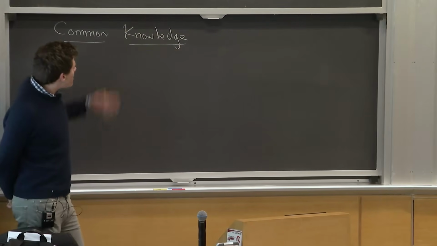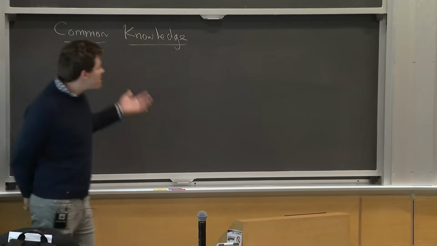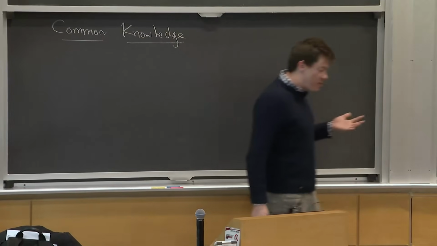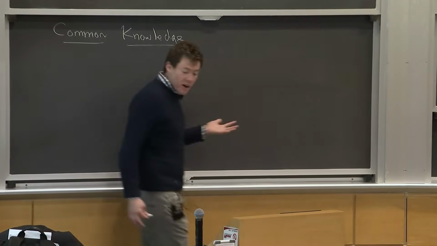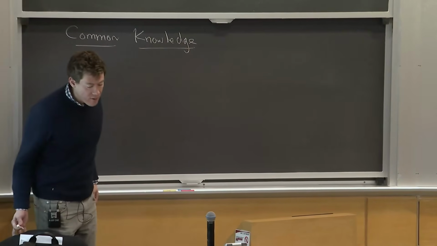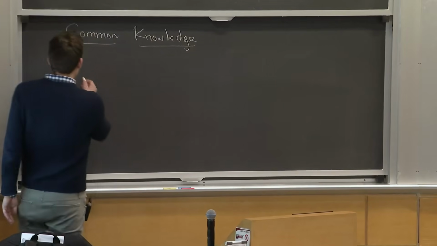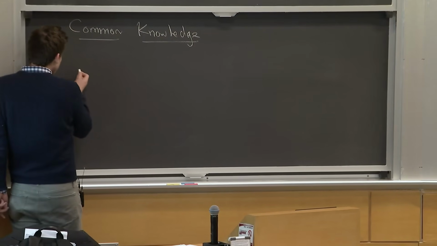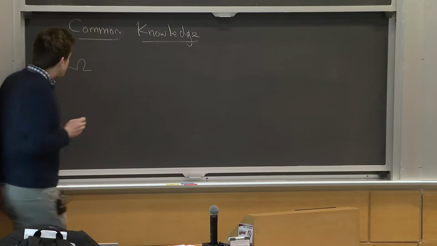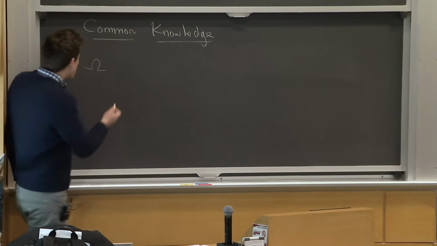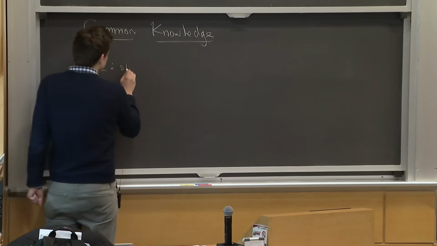And this is a topic that has quite a long history and has been studied across many fields. So philosophers thought about this issue, logicians and mathematicians thought about it, and then economists have thought about it as well. So the starting point of our model of common knowledge is we're going to say there's some set, this is called omega, of states of the world.